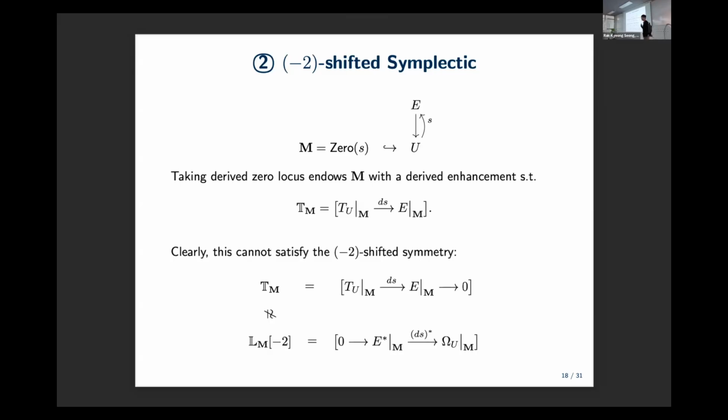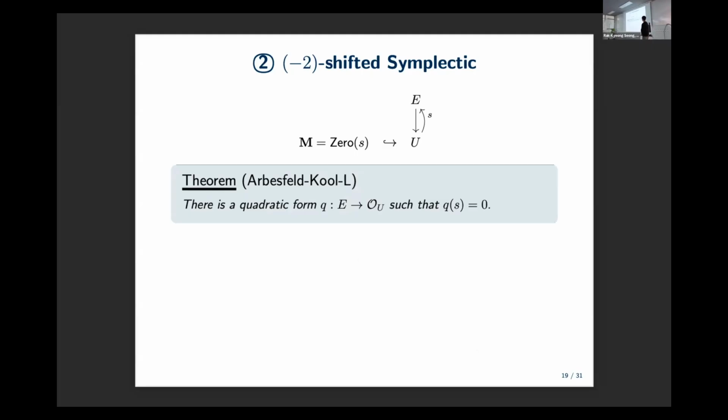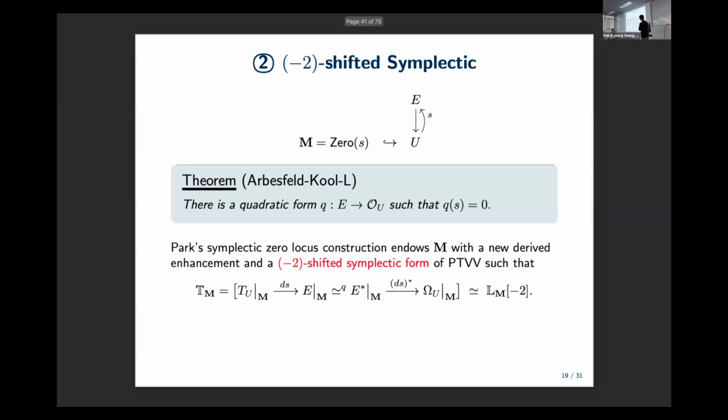So we need some additional information about our ambient space U and this vector bundle E and the section S. And that additional data we need is the following. We need that this vector bundle that's cutting out the moduli space admits a quadratic form, which is additional data. And then we need this section to be isotropic, in the sense that if you apply the quadratic form to it, then it's 0. And whenever this is the case, there is a construction by Hyunjung Park, who is here. It's called the symplectic zero locus construction.